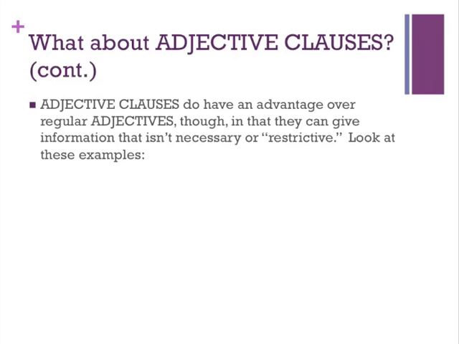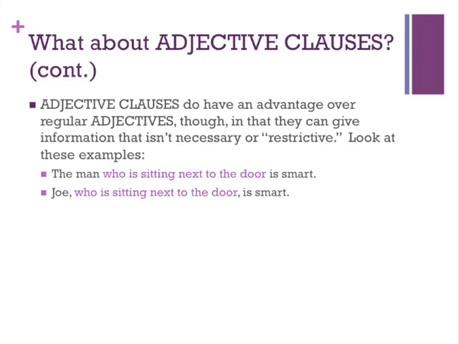Now, in the sense here, adjective clauses have another advantage. Other than just giving more information than adjectives, they can also give something that perhaps is a little bit different, in the sense that it can also give information that's not necessary or restrictive. So look at these examples. We take our original example, and then notice how we changed it a little bit. Instead of saying the man, now we say Joe. One thing you probably noticed right away is not only have we changed the person, or changed the idea, but we've also added commas. So how are they different?